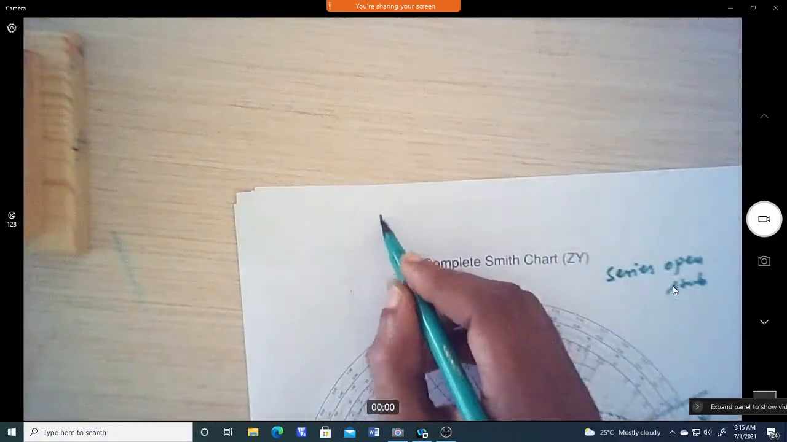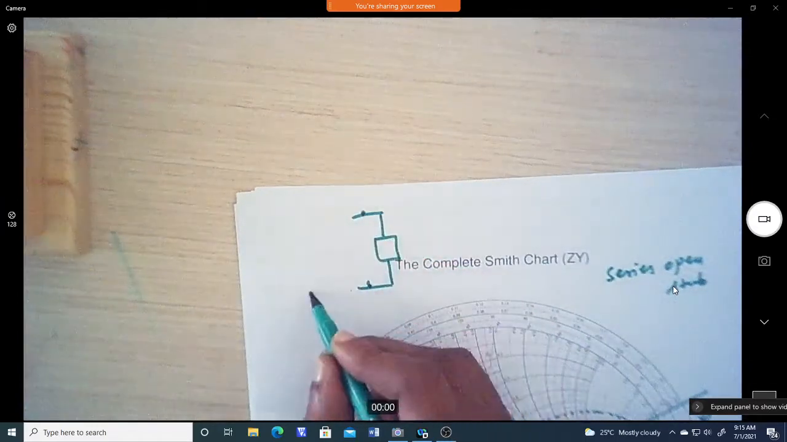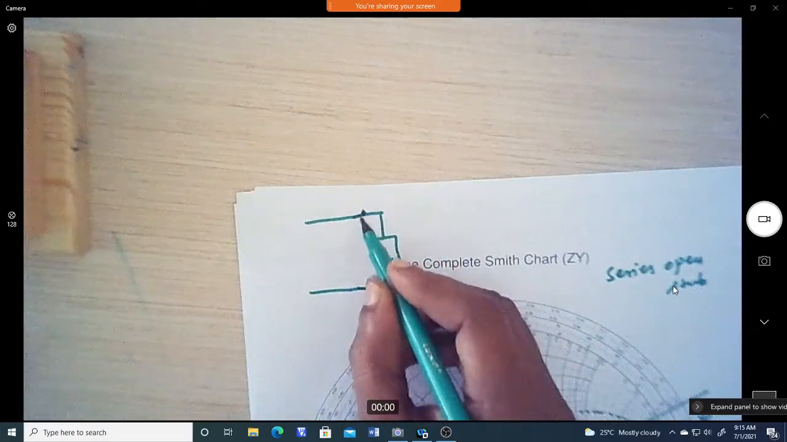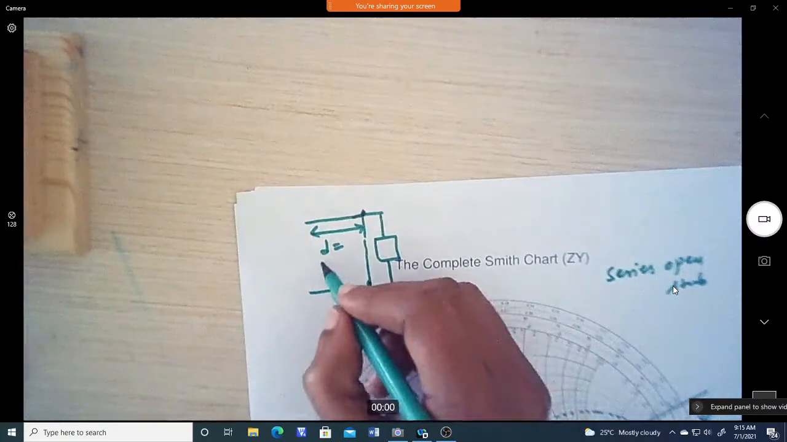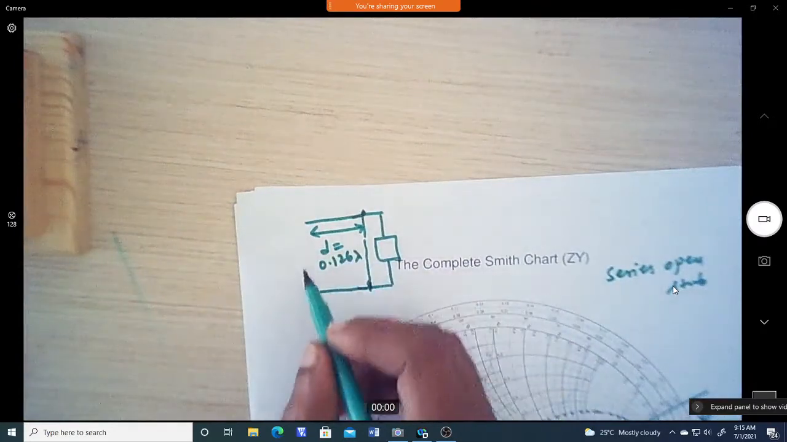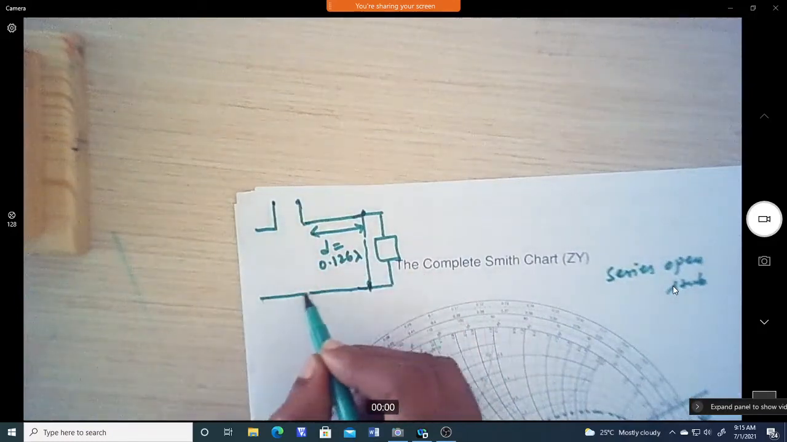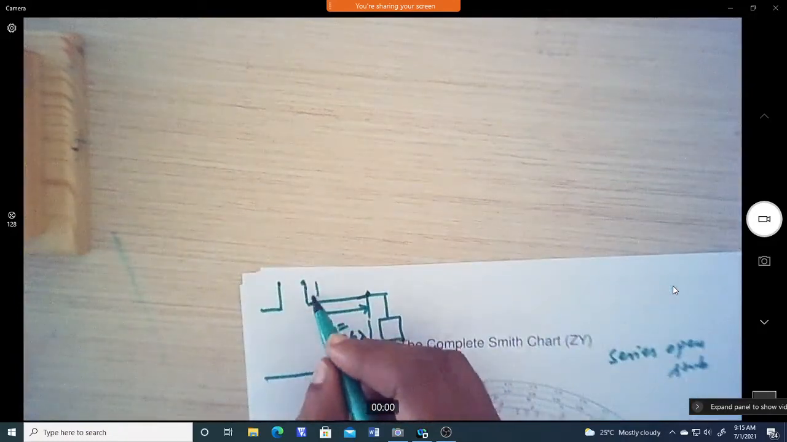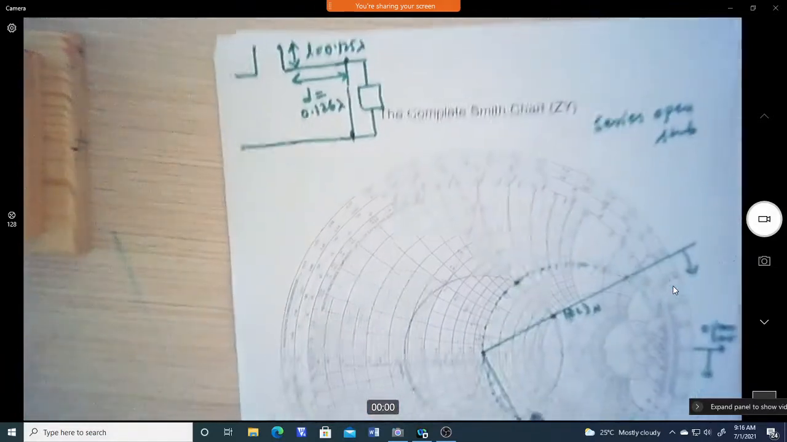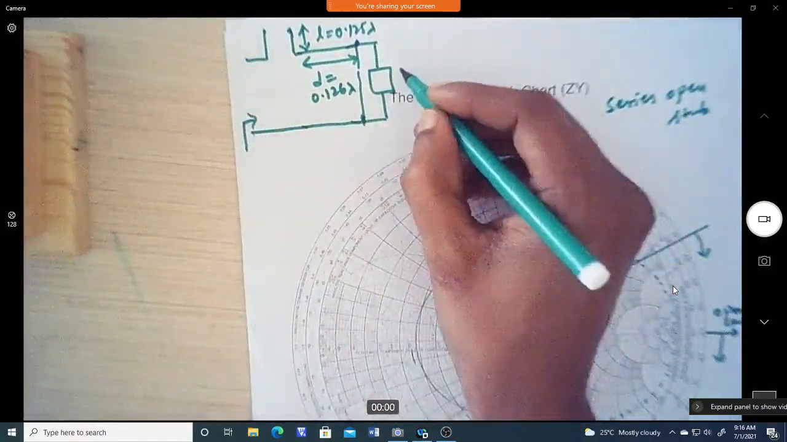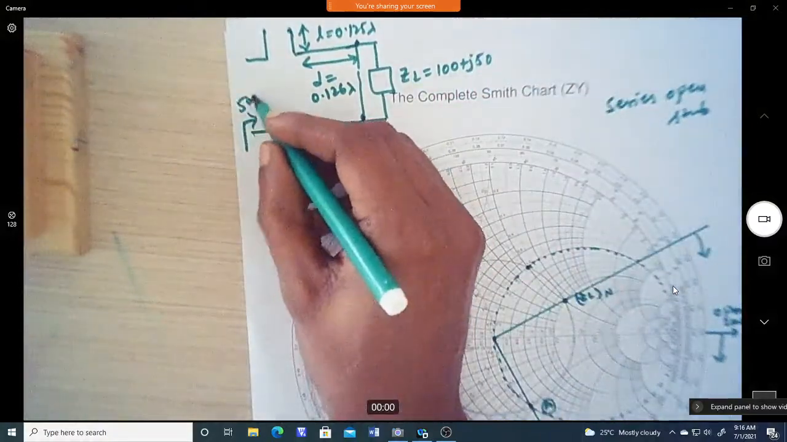Here, this is your load, and from the load point we are moving a distance of D equal to what we got, 1.126 lambda, and we are connecting a series open stub. We are connecting the series open stub with a length of again 0.125 lambda. So this is what it will transform: this load, which is equal to 100 plus J50, to 50 ohm.